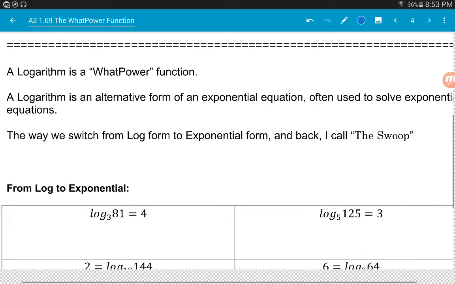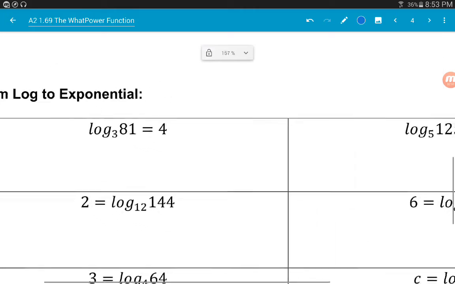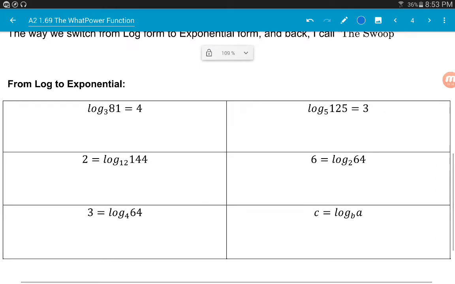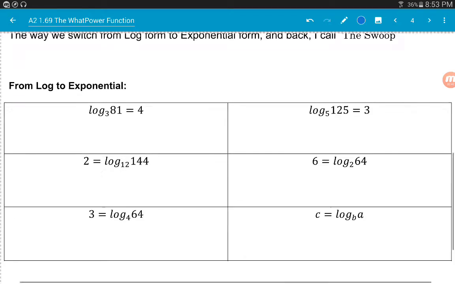So we started off with a couple examples of that, just using the swoop. So these are all on the handout, which you can find on my website, mrjcostello.com. Go to Algebra 2 Files, and you can find the whole folder full of all these classwork files.